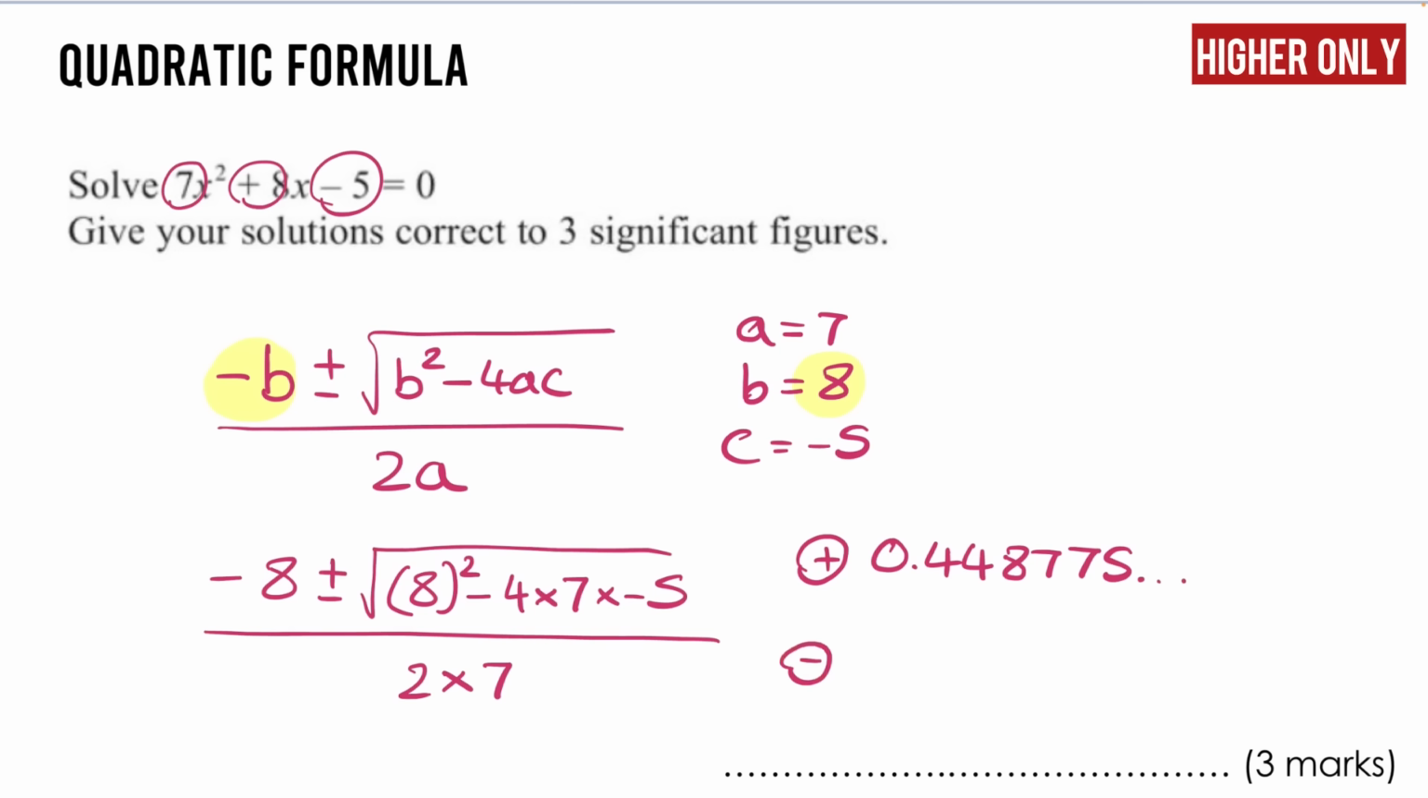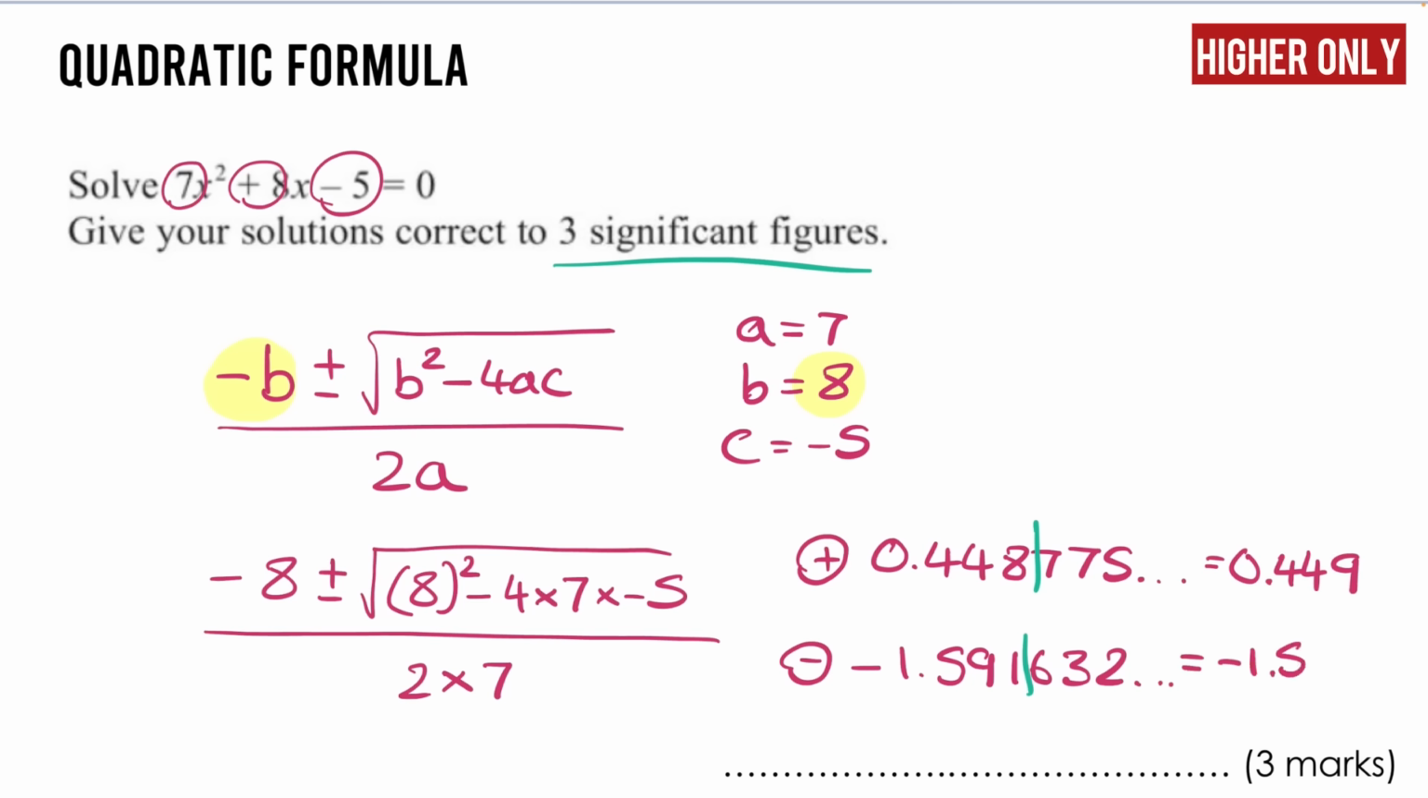If we go back, change the plus symbol for a minus symbol, we get the answer minus 1.591632. But again, I'm going to stop there as it wants it to three significant figures. We'll chop it after the third significant figure for each one. So for the first one, it comes out as 0.449. And for the second one, negative 1.592. And there we go, there's our two solutions using the quadratic formula.